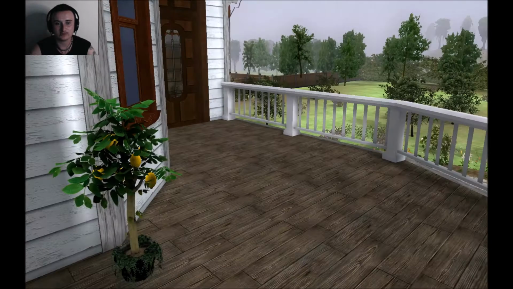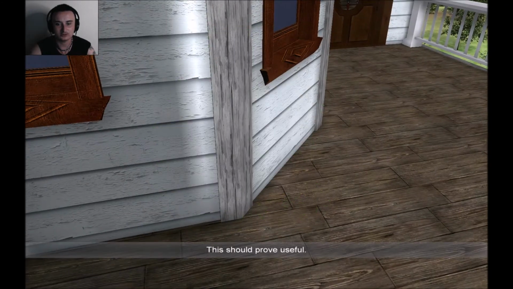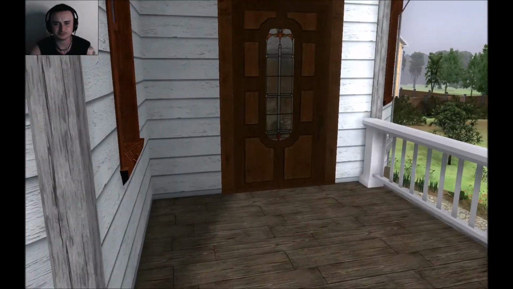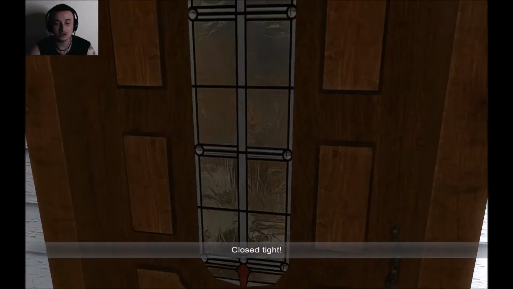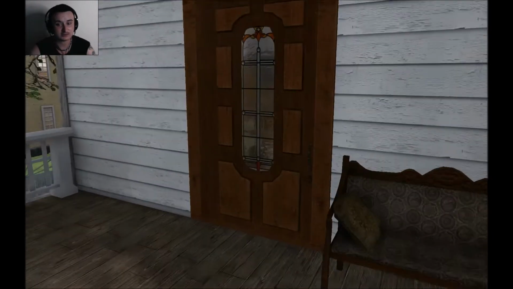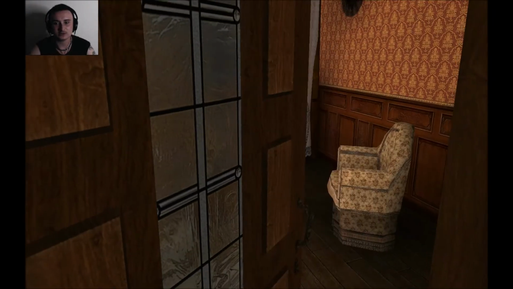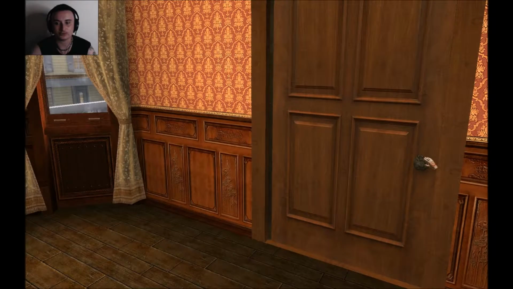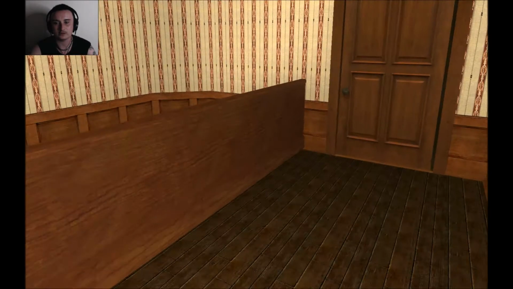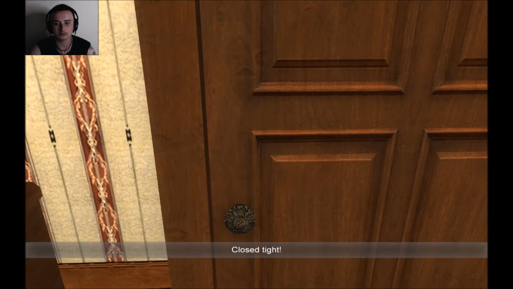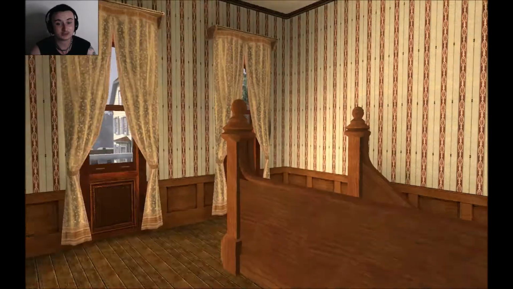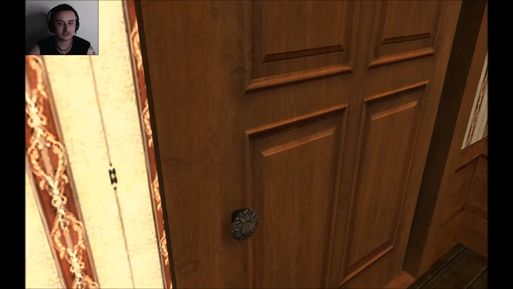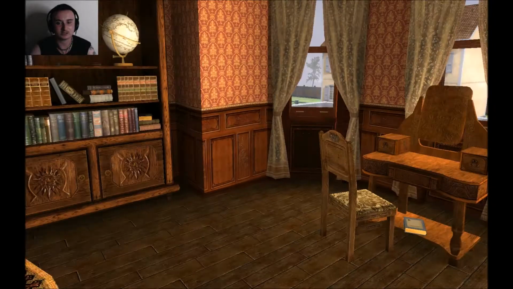We can go out onto the balcony. There's a small tree here. This should prove useful. A lemon tree. There's a door here. Closed tight. But I believe we can go back out into the hallway. We might be able to enter through the door over here. Closed tight. Never mind, we cannot. Let me make sure we've seen all there is to see in this room, then we'll go back downstairs.